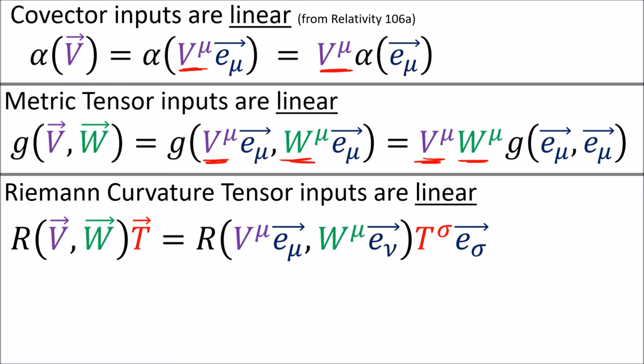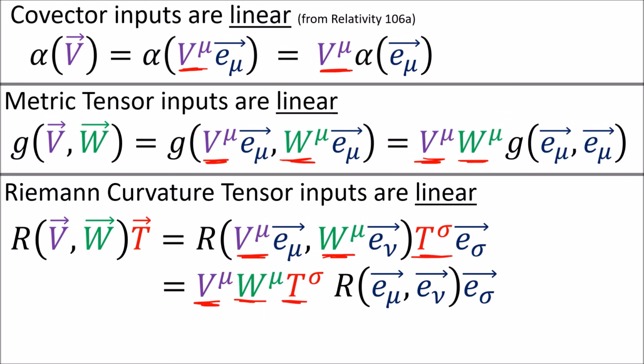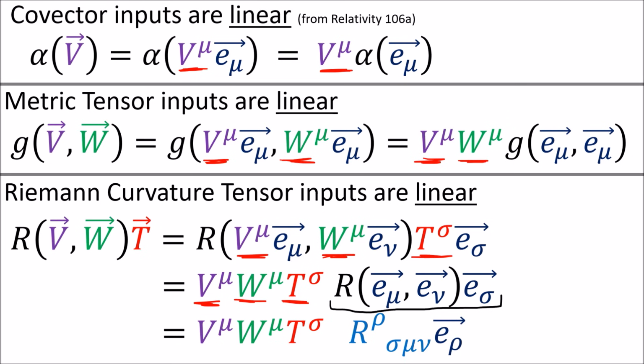This means that to get the result of the Riemann tensor acting on any three vectors, we can write each input vector as a linear combination of basis vectors, and then bring all the scaling coefficients and summations outside. And since this is the Riemann tensor acting on basis vectors, we can just rewrite it as the Riemann tensor components.